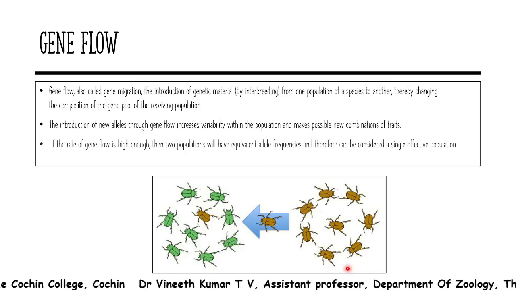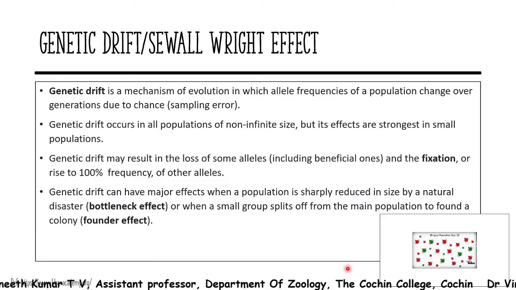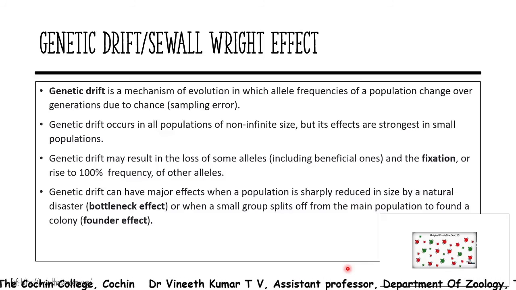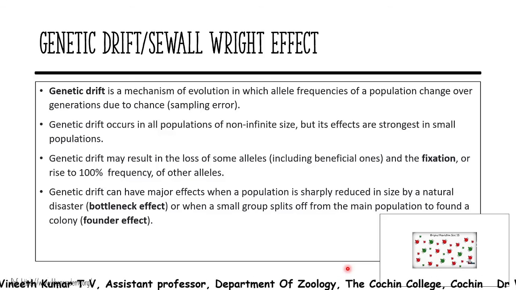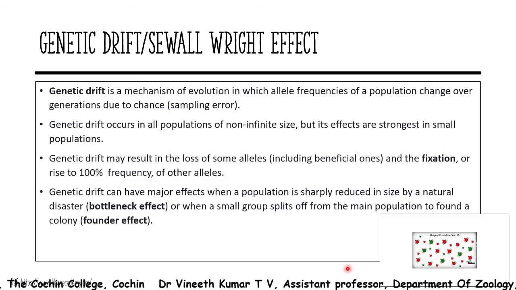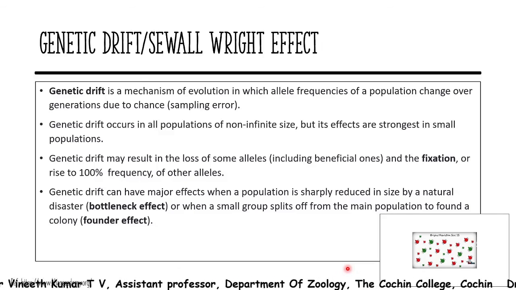Okay, so with this, we come to the end of the discussion of gene flow. Next is the other important concept, which is genetic drift, or the Sewall Wright effect, and the two variations of genetic drift, which are the founder effect and the bottleneck effect.